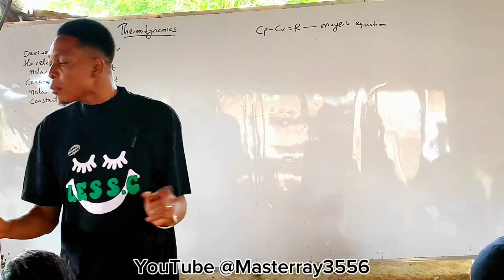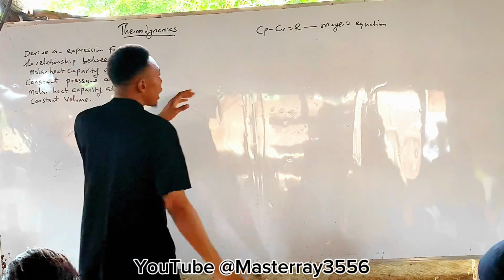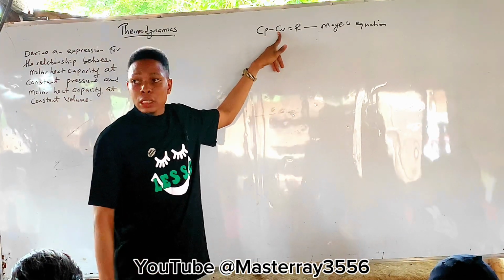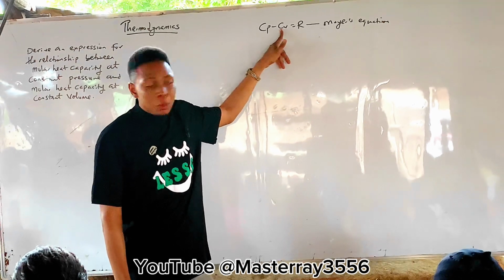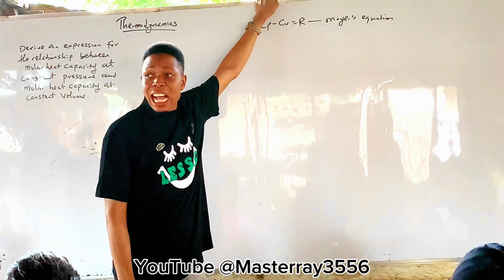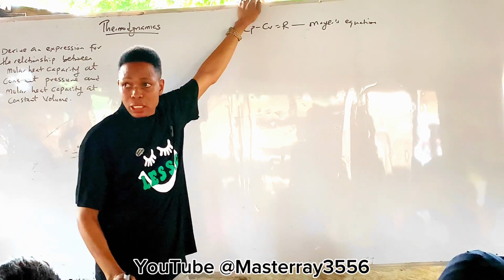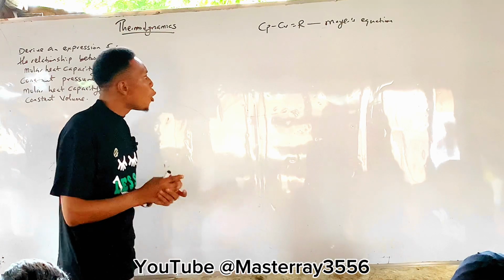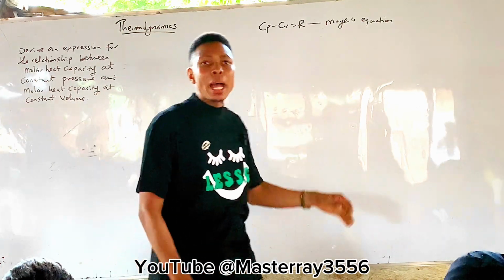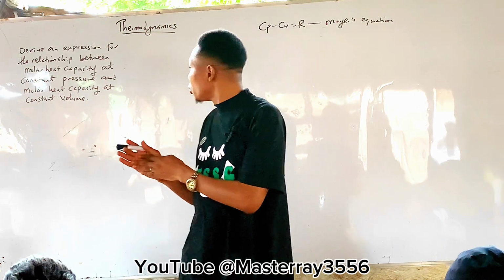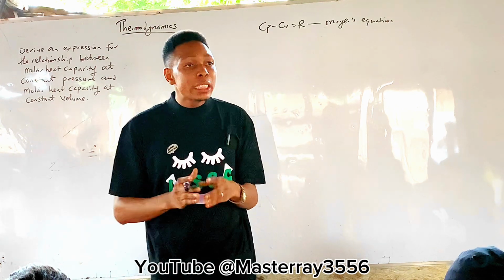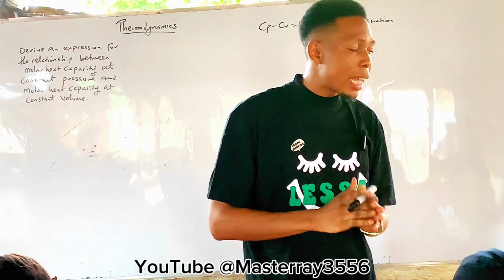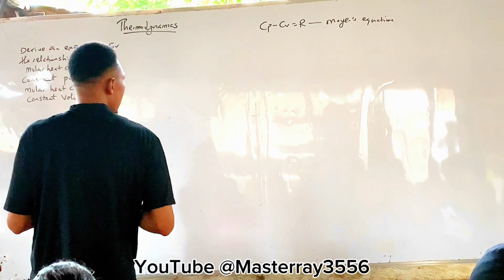Are you getting me? Now, your molar heat capacity at constant pressure is Cp, while molar heat capacity at constant volume is Cv. Are you following? Your R there represents your ideal gas constant, that's your gas equation constant. So this time around, when you are proving your Meyer's equation, what you normally use is the first law of thermodynamics. Now, this is how to go about the solution.